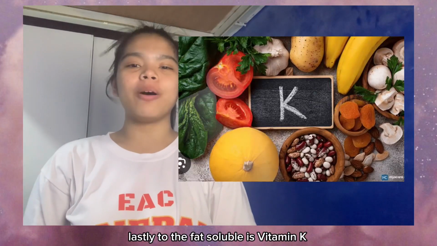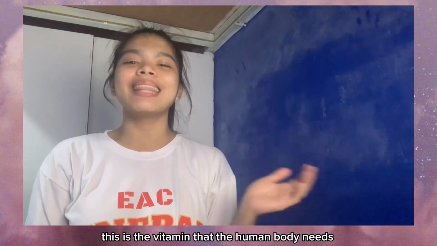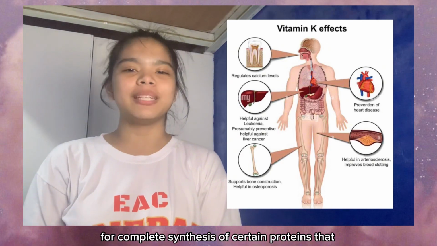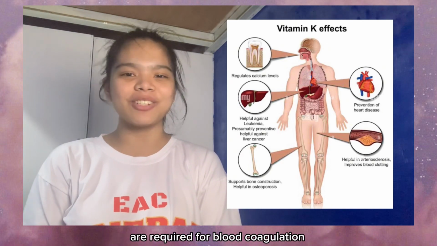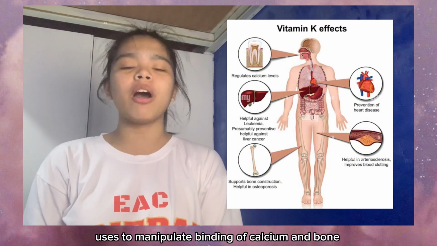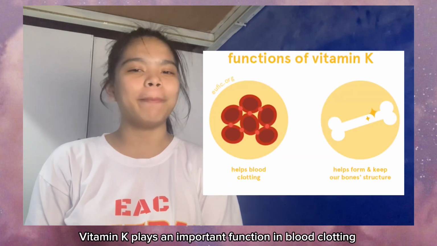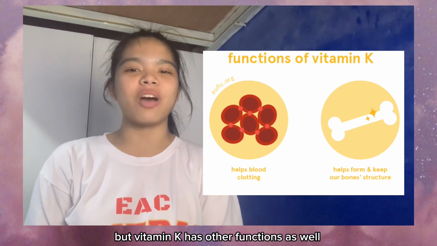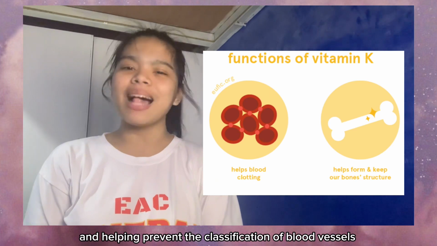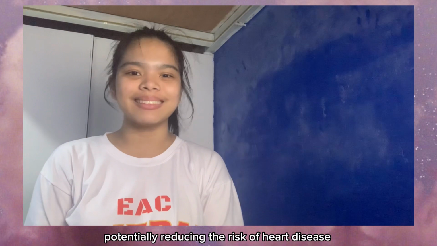Lastly, for the fat-soluble vitamins is vitamin K, also known as the anti-hemorrhagic vitamin. This is the vitamin that the human body needs for complete synthesis of certain proteins that are required for blood coagulation, and also certain proteins that the body uses to regulate the binding of calcium in bone and other tissues. Vitamin K plays an important function in blood clotting, but vitamin K has other functions as well, including supporting bone health and helping prevent the calcification of blood vessels, potentially reducing the risk of heart disease.